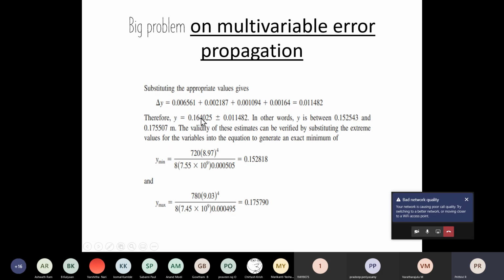Therefore, we can say that y is equal to 0.164025. That is the value which we get by substituting in the function itself, plus the error value of 0.011482. We can also say that y is between the extremes, that is plus this value and minus this value, that is 0.152543 and 0.175507. And then calculating the minimum and maximum values, we get this.